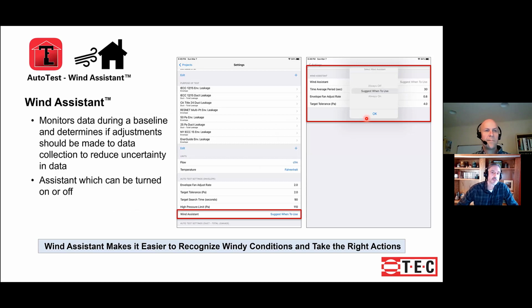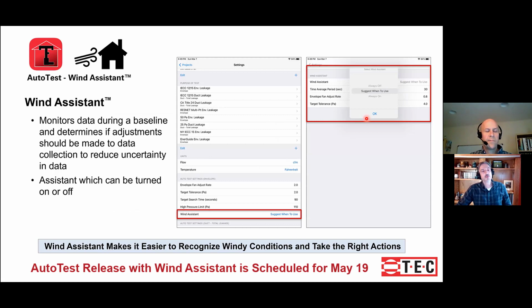Next. This is where we've embedded the Wind Assistant. When you download the new AutoTest that is coming out and go into the settings, under the AutoTest settings for envelope, the Wind Assistant shows up. If you click on it, you have 3 modes you can put it in. Always off, which means maybe you've tried it and you don't like it, or you're a very advanced user and you don't need it to tell you when, so you can just turn it off. There's also a mode where it's always on.